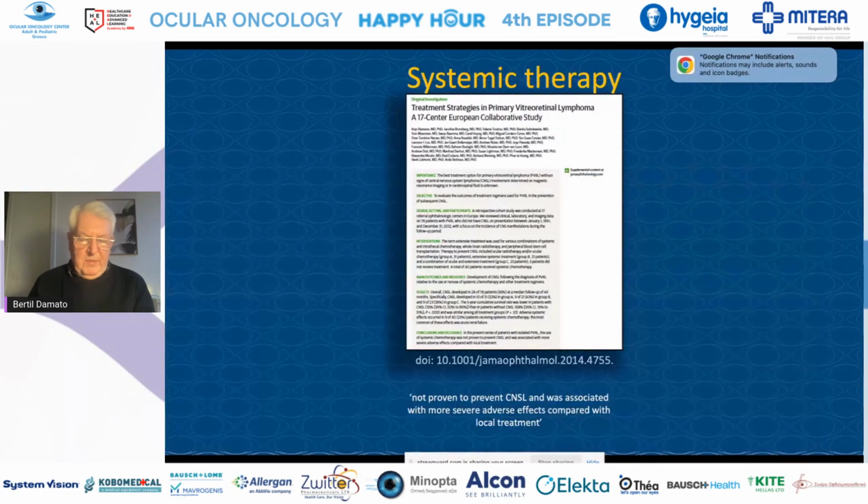And then there's systemic treatment. Now, a big European study a few years ago concluded that systemic treatment for vitreoretinal lymphoma does not delay or prevent CNS lymphoma. As you know, most of these patients eventually develop CNS lymphoma, which is usually fatal. But they concluded that this does not prevent CNS lymphoma, and systemic treatment is also associated with more severe side effects and complications compared to local treatment.